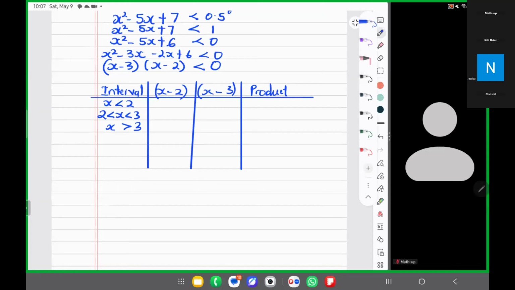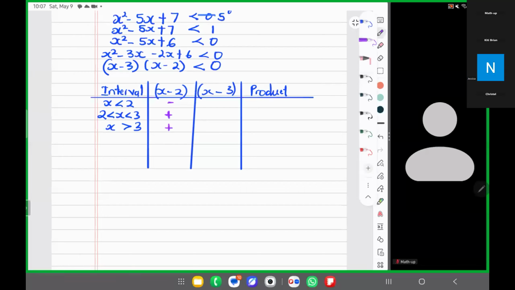Okay, so when x is less than 2, I can choose a value such as 1. If I put 1 there, I'll end up with a negative. So the sign will be negative in sign analysis. Then when x is greater than 2 but less than 3, I can choose a value such as 2.5. So 2.5 substituted here, I'll get a positive result. Then when x is greater than 3, I can choose a value like 4. So 4 minus 2 gives us a 2, which is positive.